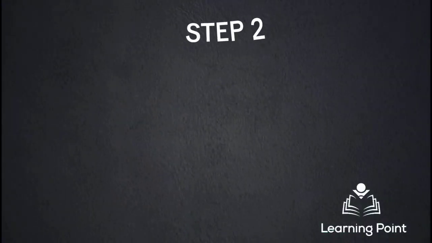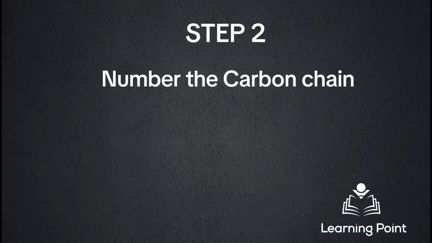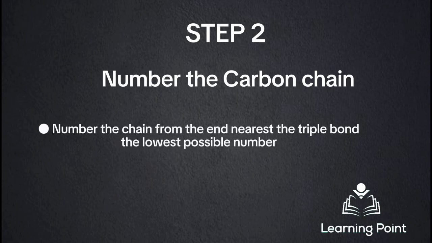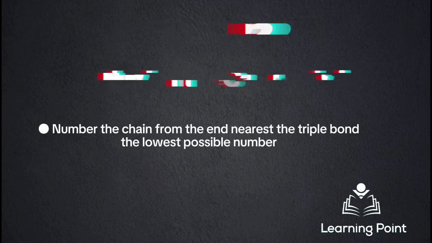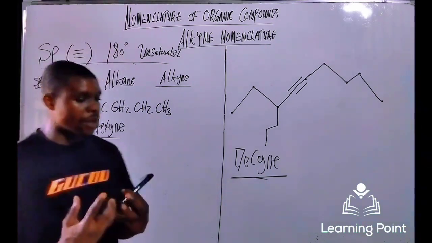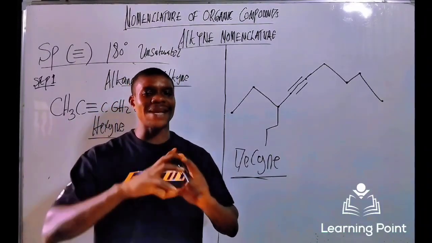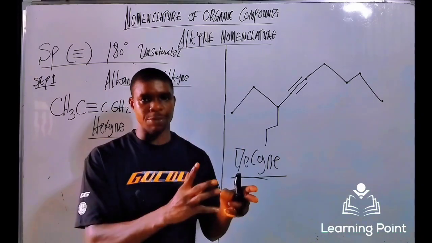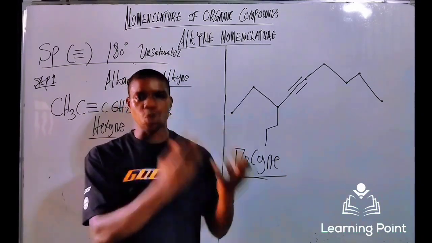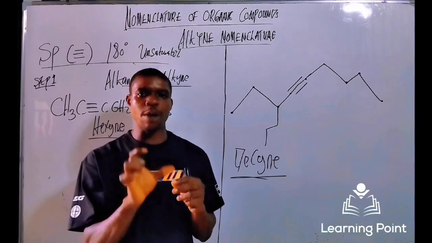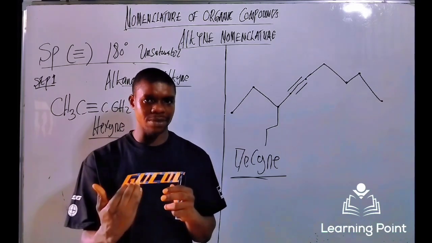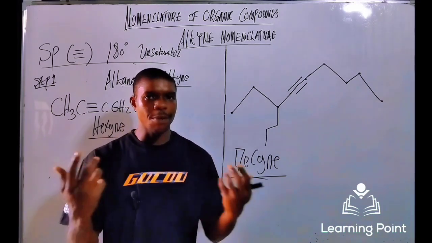Rule number 2, which is step number 2, number the carbon chain. Number the chain starting from the end nearest the triple bond to give the triple bond the lowest possible number. After you have identified the longest carbon chain that contains the triple bond, the next thing you want to look at is your numbering, and you must number in such a way that the triple bond has the lowest possible number.